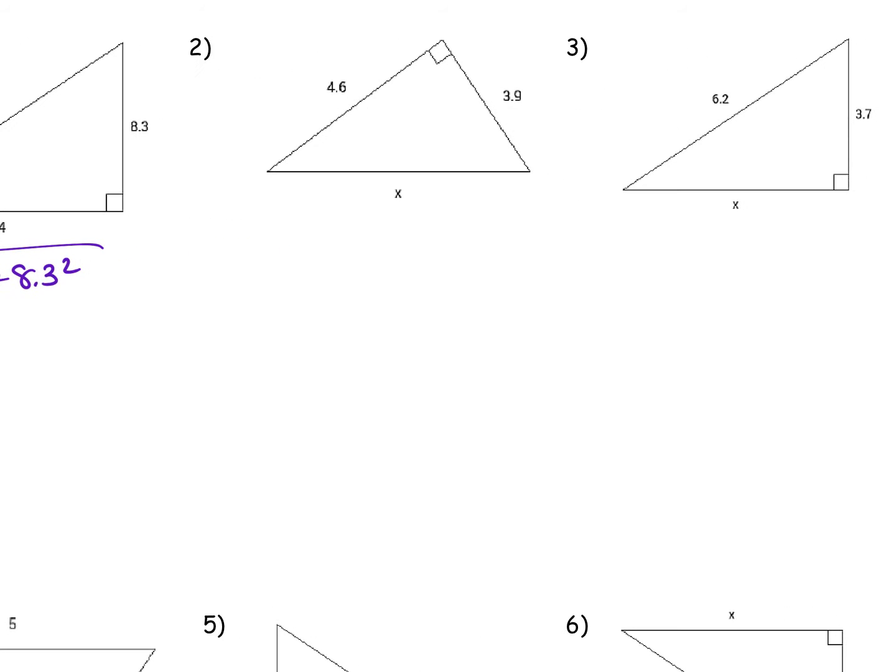Second one, same thing. X squared equals 4.6 squared plus 3.9 squared. Square root it. X is going to equal 6.03.